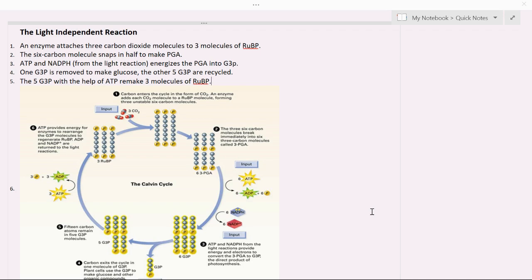Today we're going to talk about the light-independent reactions in photosynthesis. Remember that we call the light-independent reactions by three different names. We could call them the light-independent reaction. We could call it the Calvin cycle. Or we could also call it the dark reactions.